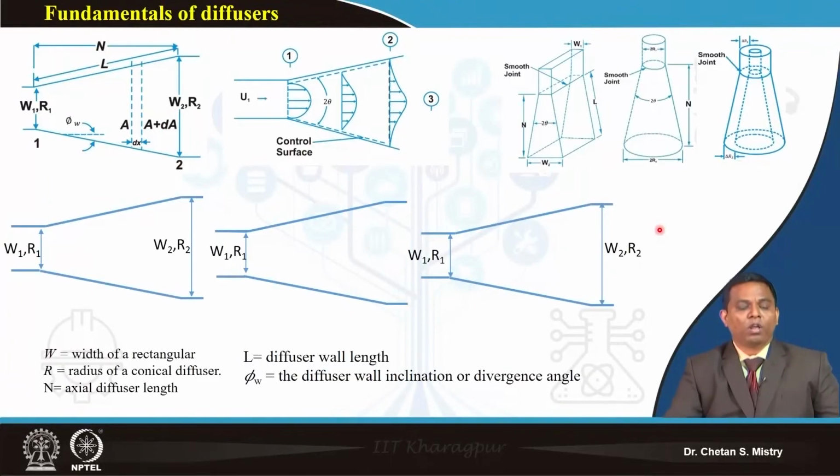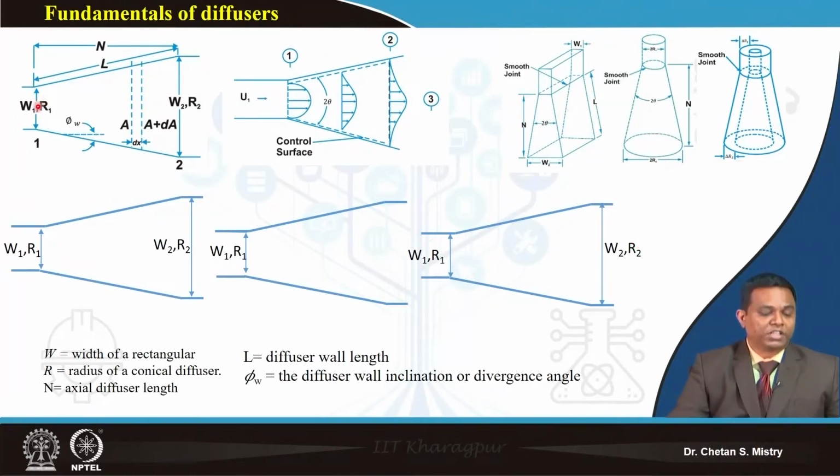Now let's try to understand the application of what we are learning here. We have one diffusing passage. This is one of the diffusers, which may be of rectangular shape or circular shape. That's why the dimensional geometry is W1 and R1. It will have a certain length, which represents the length of my diffuser. This is my exit dimension, which may be R2 or W2.